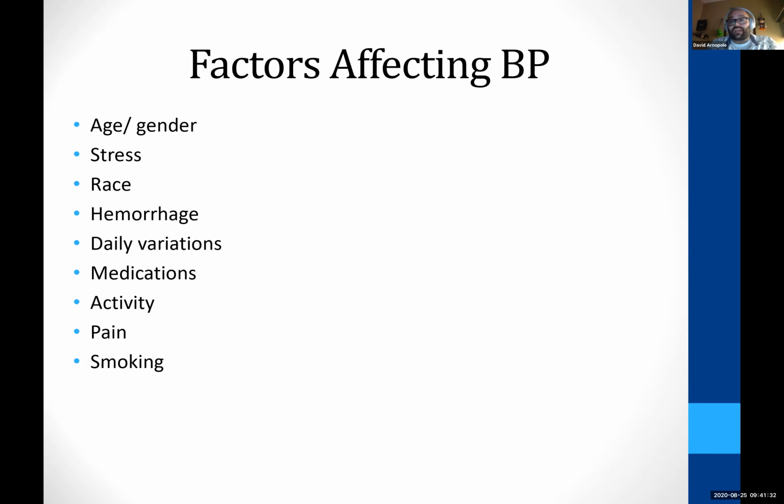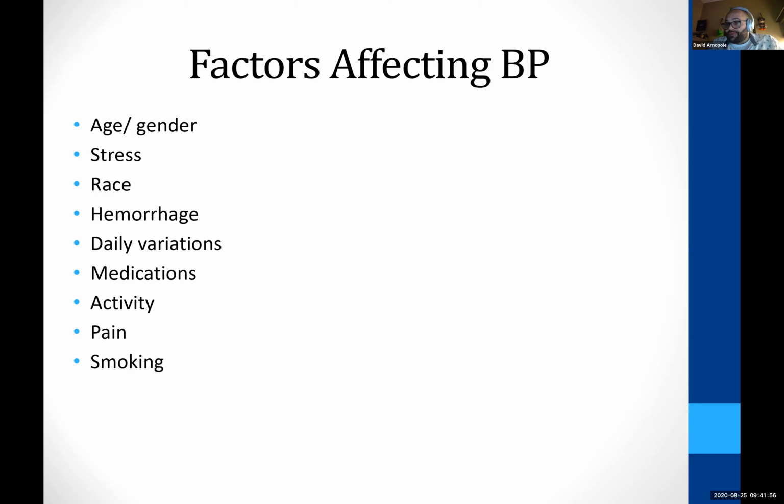Daily variations, again, lowest in the morning. Medications can lower them or increase them, again, based on what you're taking them for and what their side effects are. Any activity, again, exercise increases it. After exercise, you should actually see blood pressure decrease lower than it was before exercise. That's why we say exercise every day to help with that.